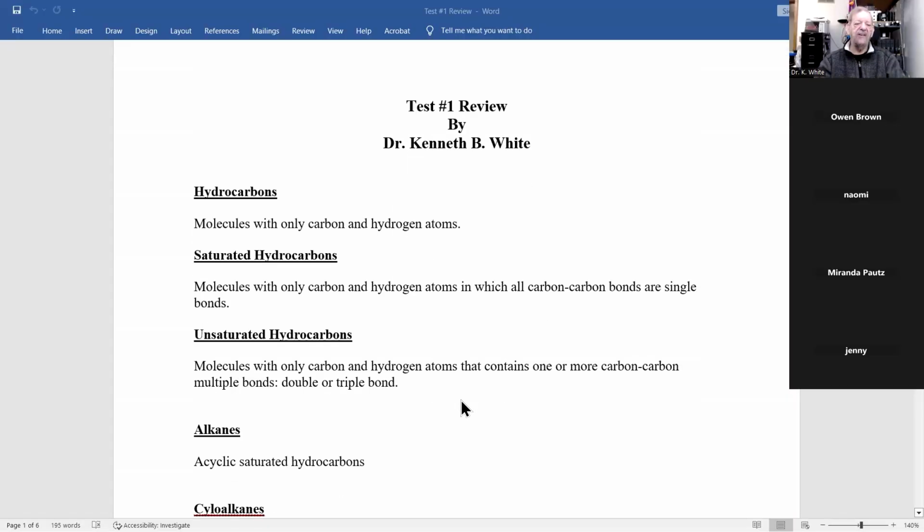All right, let's start out. Hint, you should know what is a hydrocarbon or hydrocarbons. Those are molecules with only carbon and hydrogen atoms.